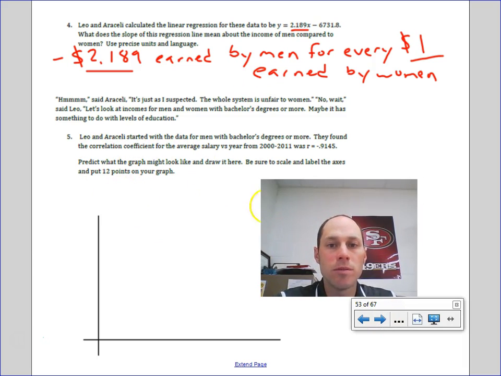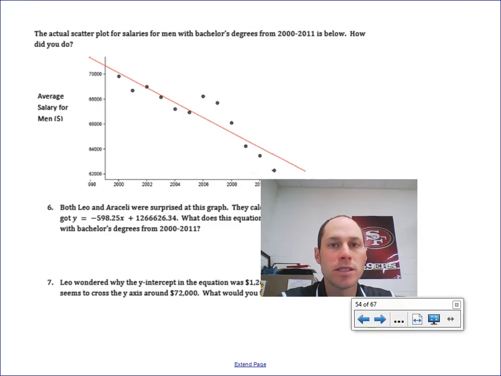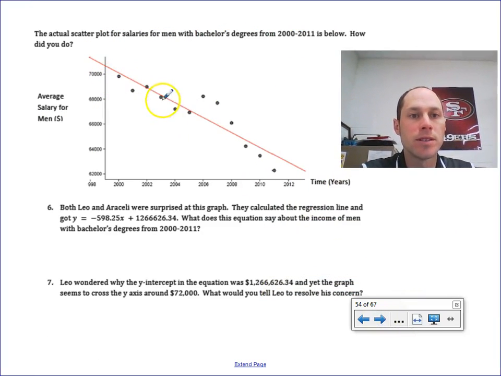Take a look at your prediction. You should have guessed that it's going down and it's pretty close to the line. It's a negative correlation. This is what the scatter plot actually looks like. So how close were you? It looks like it's going down and they're all pretty close to the line. So hopefully you got pretty close to that.